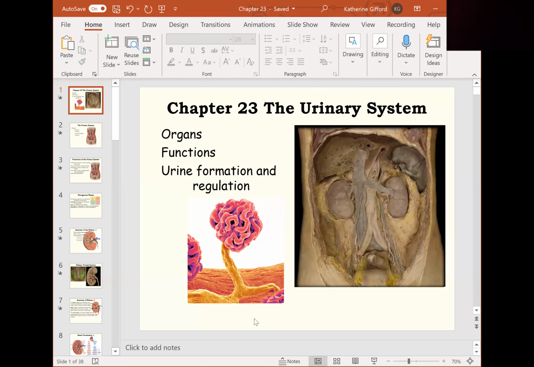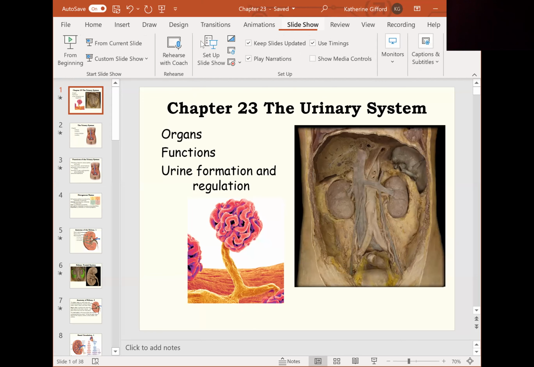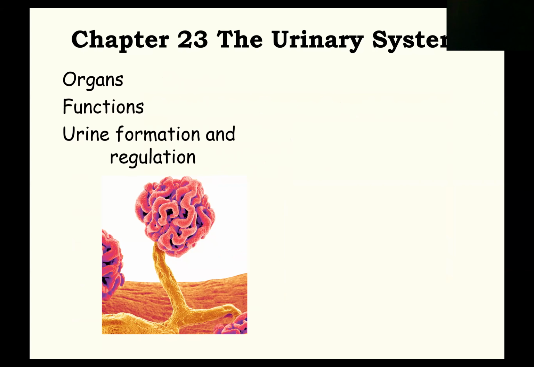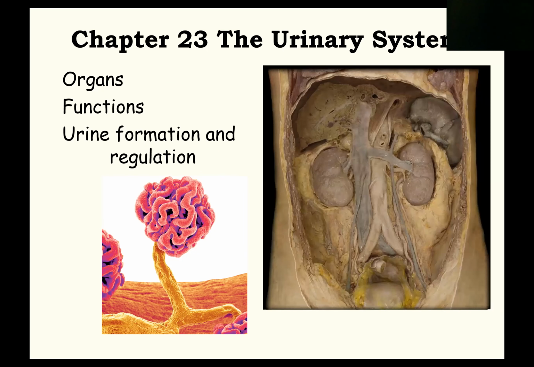Okay, so this is part A of chapter 23 on the urinary system. So we see a microscopic picture of a glomerulus with a single arteriole, or afferent arteriole. We'll look at organs, we'll look at functions of the system, and we'll look at urine formation and regulation. Here you have a cadaver picture.